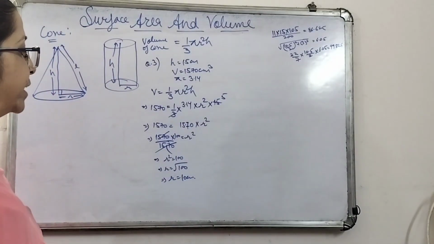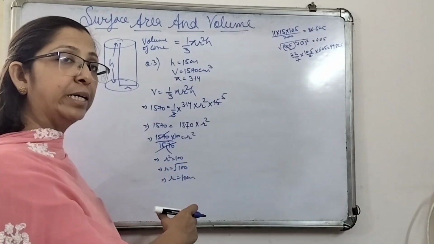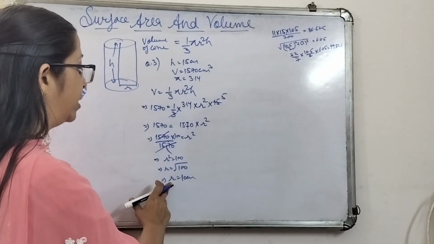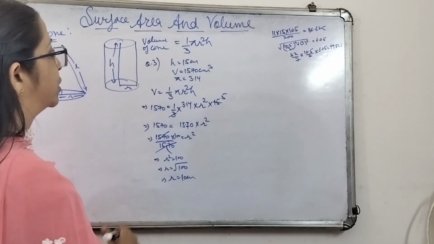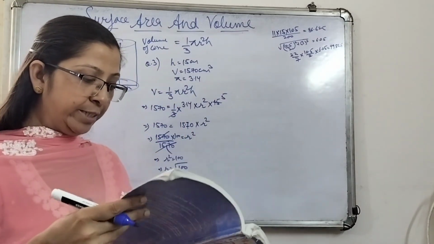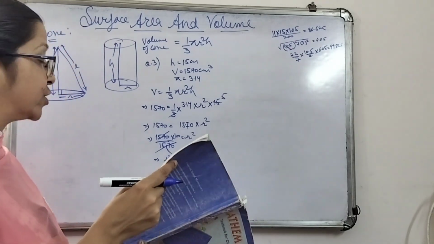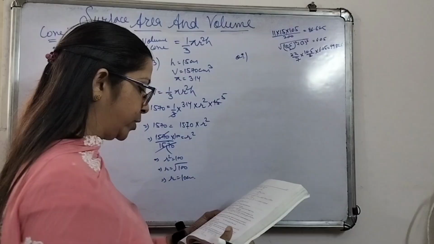We will ignore the negative 10, because the value of r will be plus minus 10, but radius cannot be negative. So we will take the radius r as 10 centimeter. So this is how, using the formula, we can solve the questions. Now let's take one more question, question number 9 from the same exercise 13.7.